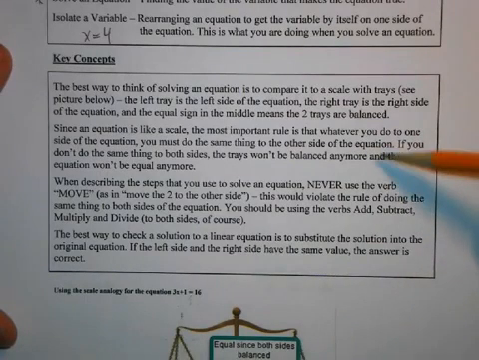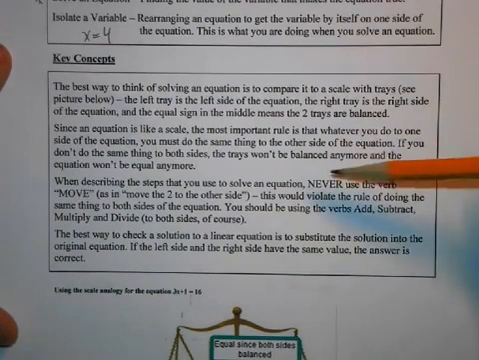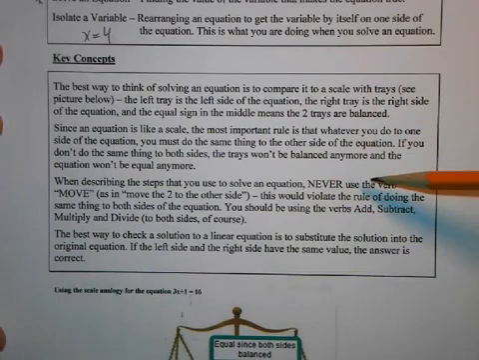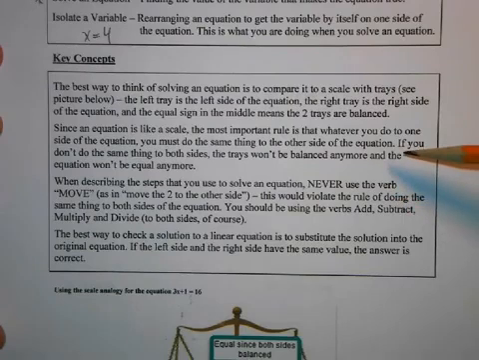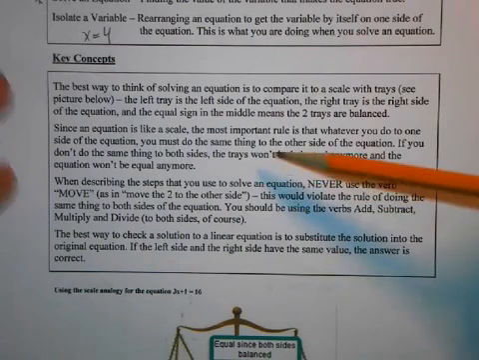This repeats what I just said. Since an equation is like a scale, the most important rule is that whatever you do to one side of the equation, you must do the same thing to the other side of the equation. If you don't do the same thing to both sides, the trays won't be balanced anymore, and the equation won't be equal anymore. Okay, talked about that.